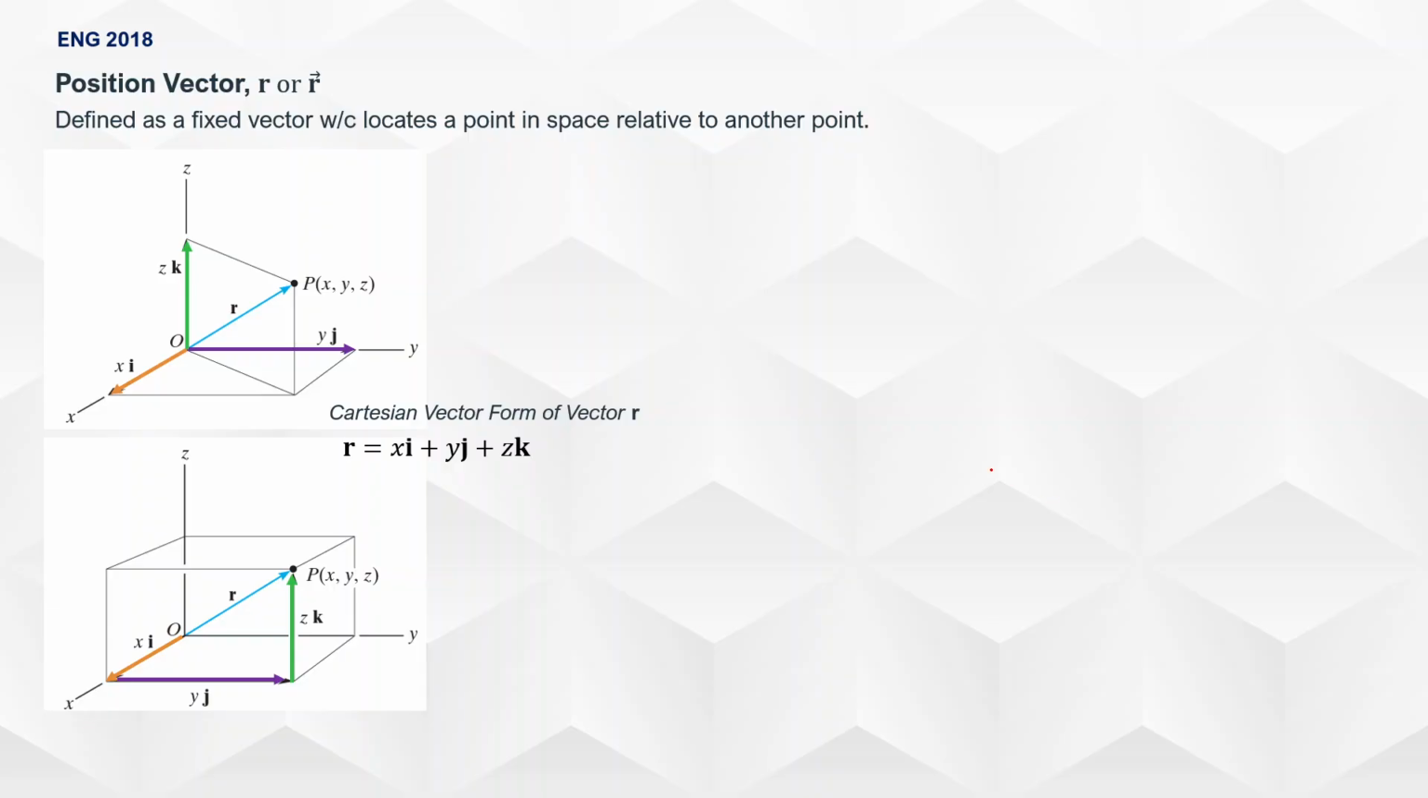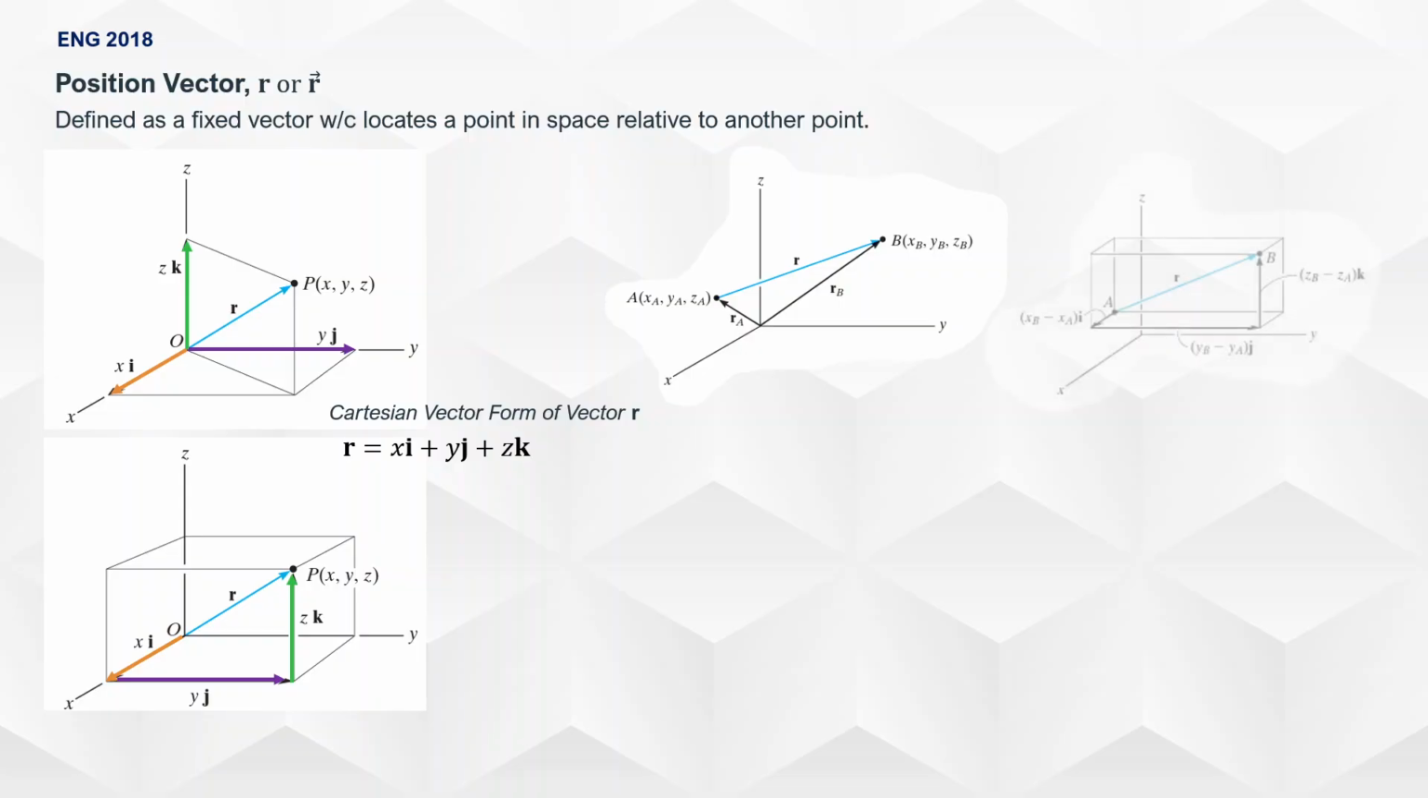So the Cartesian vector form of vector R is simply expressed as the vector R equals X, which is basically a length. In problems, length is usually expressed in meters, feet, or inches, depending on their notation. So X times I, our unit vector, plus Y times J plus Z times K. Instead of dealing with forces here, we're dealing with actual measurements of length. This is how your book expresses it, almost the same.